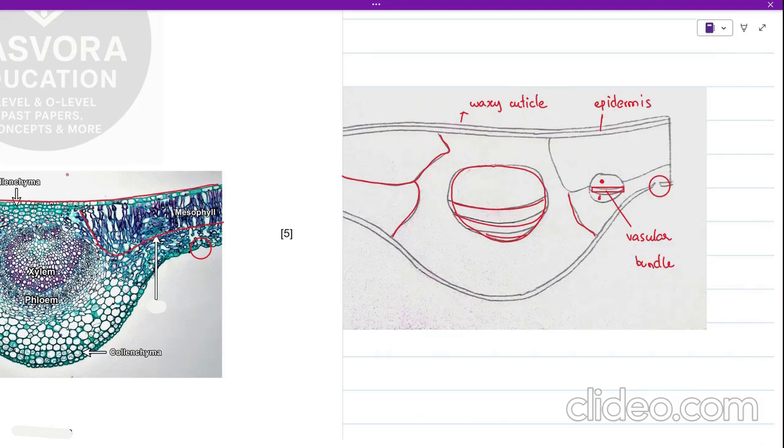Then comes the lower epidermis. Also look at some slides a bit carefully, because some plant leaves also contain a cuticle on the lower epidermis. So this was the plan diagram of it, and we are going to be labeling this as the palisade tissue. Okay, this is the palisade tissue.